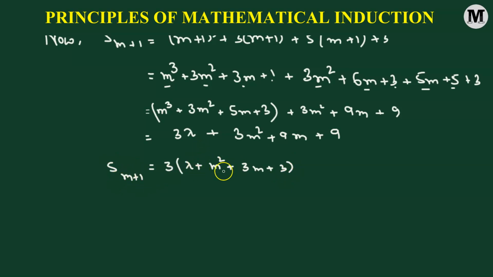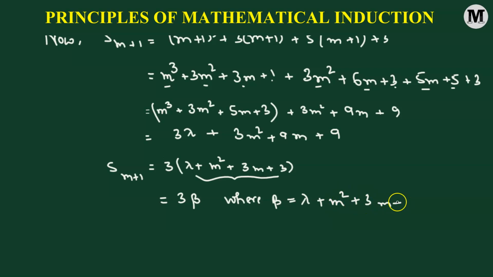Now lambda is a natural number, m is also a natural number. So this particular expression is nothing but some other natural number, which we can say is simply 3 times beta, where we are supposing that beta equals lambda plus m squared plus 3m plus 3. We don't have to worry about the values of lambda and m here. As long as they're natural numbers, beta is also going to be a natural number. So we have obtained S of m plus 1 as 3 times some natural number beta, and this tells us that the expression S of m plus 1 is divisible by 3.